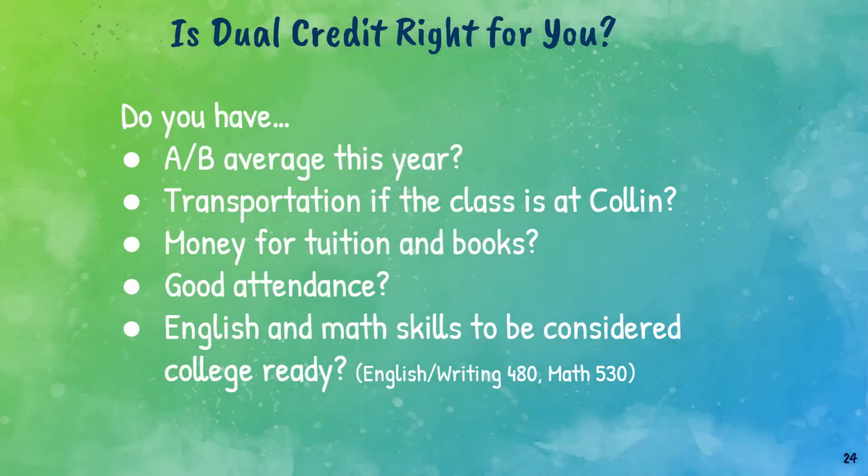So is it right for you? If you have an A/B average, if you have transportation, if you're going to take the Collin classes at Collin, do you have money to pay the tuition and books? Because you do have to pay Collin the tuition for the class. Do you come to school regularly? And are your PSAT scores around the range of 480 or higher, or 530 or higher, to indicate that you're going to be ready to do college level work? If you answered yes to these, then that might be a good option for you. But if you're not quite there, you might want to wait to do dual credit until senior year.